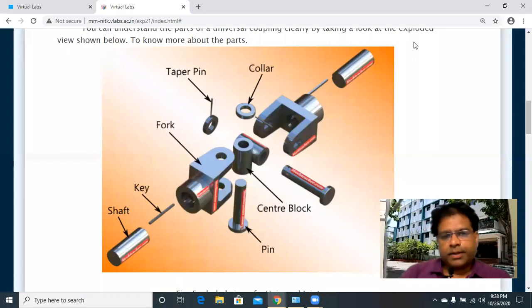Hello. So today we'll be studying the universal joint. The universal joint is used to connect two shafts which are not along the same axis. So in this figure, we can connect one shaft here and the other shaft here. One shaft will be inserted in this fork, the second shaft will be inserted in the other fork, and we'll be having two pins and two forks, two keys.